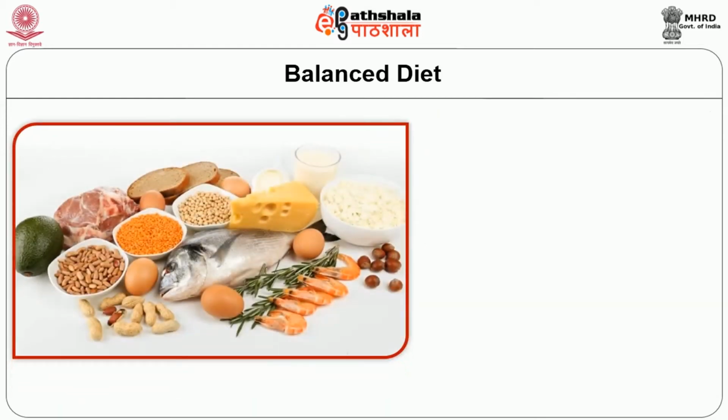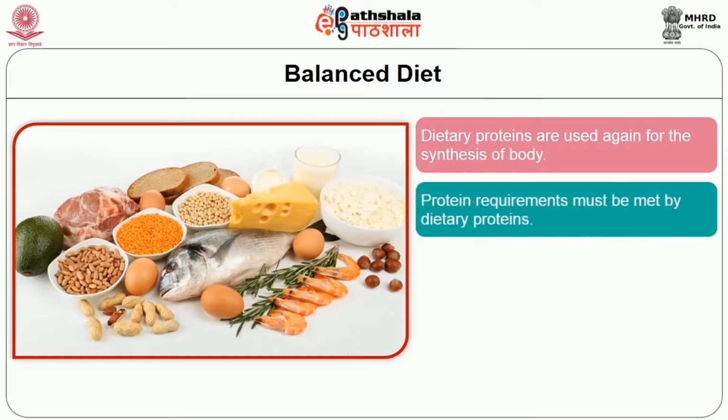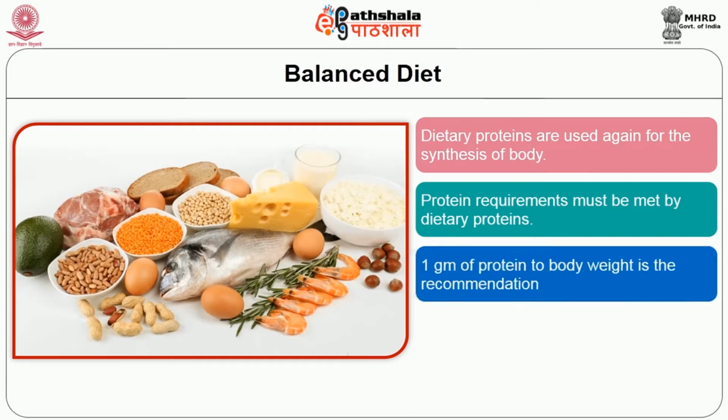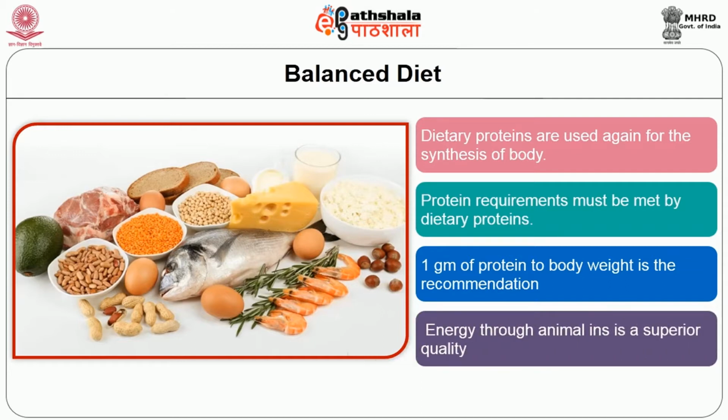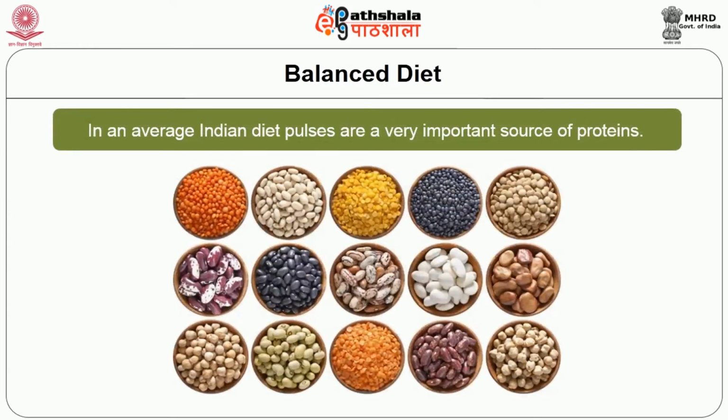The dietary proteins are used again for the synthesis of body proteins. The protein requirements must be met by dietary proteins. Usually the requirements are given in terms of body weight, that is 1 gram of protein is required for every kilogram of the body weight, and it is the recommendation. Protein from animal sources is of superior quality, but it is not a practical suggestion to depend on them for dietary proteins. In an average Indian diet, pulses are a very important source of proteins.